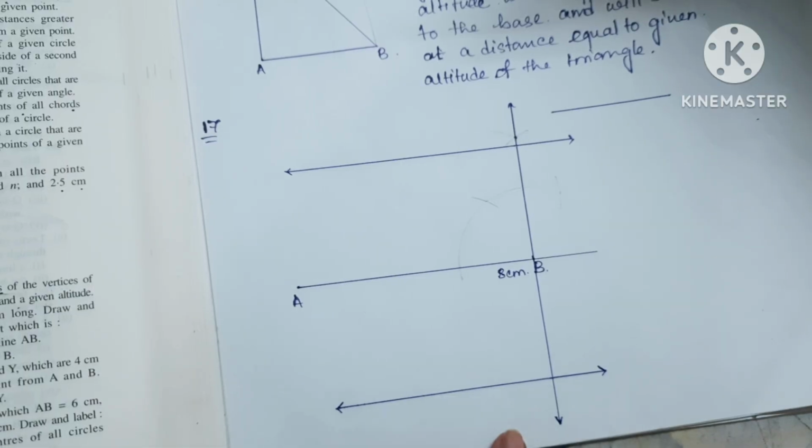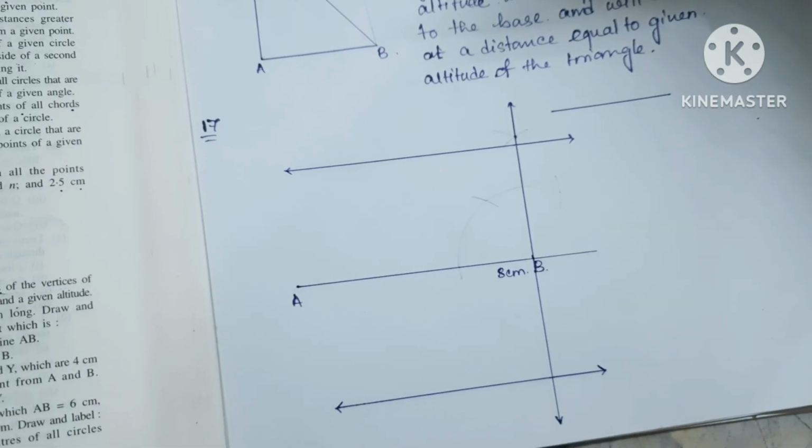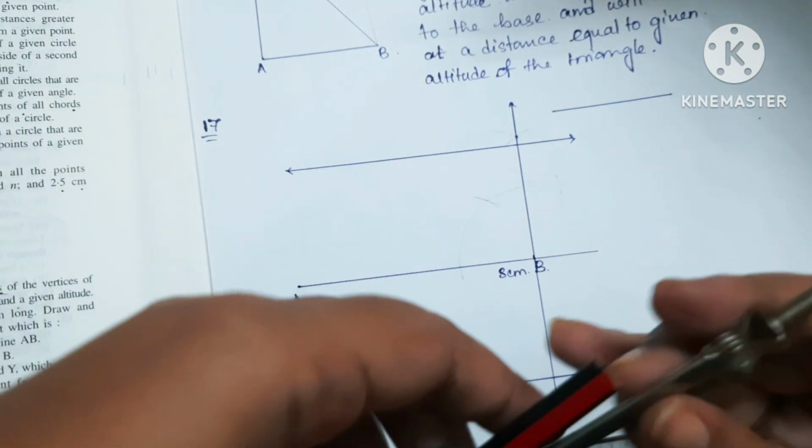So finally we have got two parallel lines parallel to AB and at a distance of 4 centimeter from it. Now you have to draw a perpendicular bisector of AB. See, because they have told that you have to find the locus of points which are equidistant from A and B. That means you have to draw the perpendicular bisector.